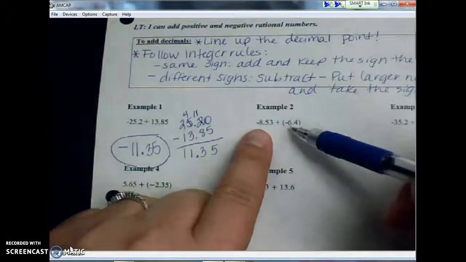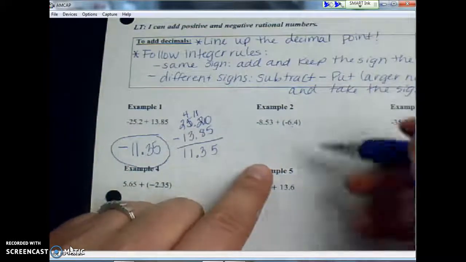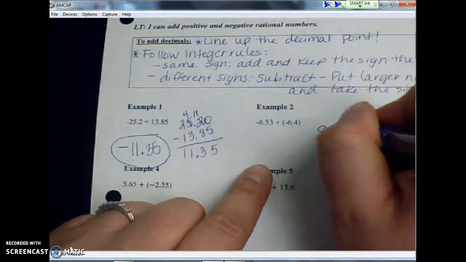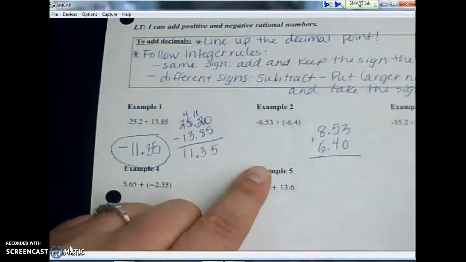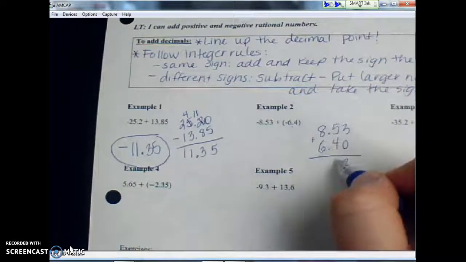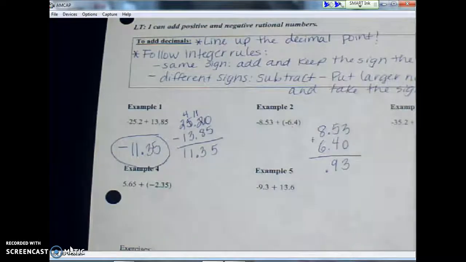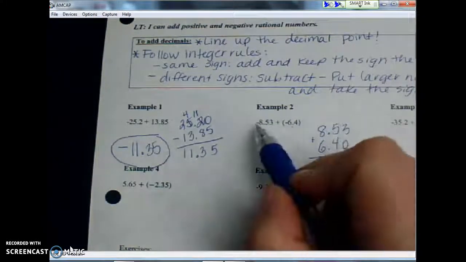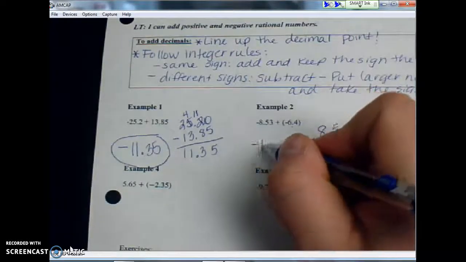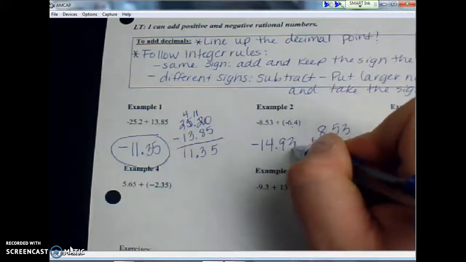Example 2, I see that I have 2 negatives, so I can go ahead and just add these together. 8 and 53/100 plus 6 and 4/10. Put my zero placeholder. I get 3. 5 plus 4 is 9. Bring my decimal point straight down. 8 plus 6 is 14. And it's a negative plus a negative, so it's a negative 14 and 93/100.